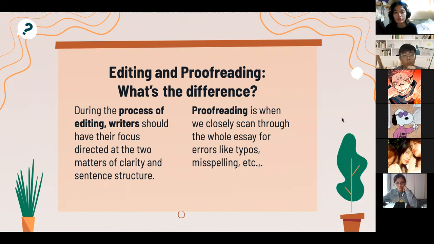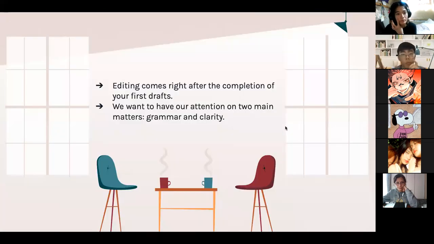Let's move on to the next slide. So for editing, we have said that usually we focus on two main things, the grammar and a matter of clarity.